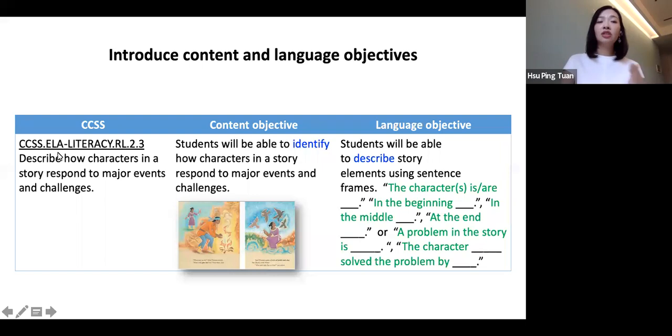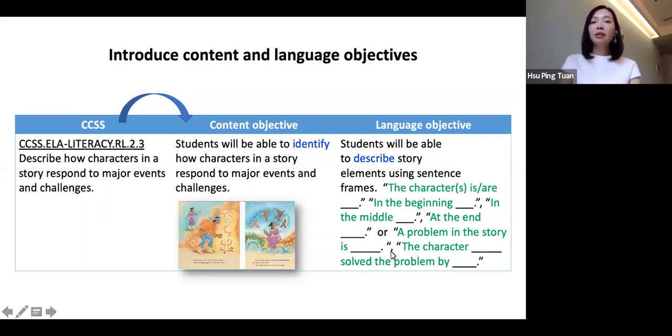For the subject English Language Arts, students need to be able to describe how characters in the story respond to major events and challenges. So I design my content objective based on the Common Core State standard. My objective is students will be able to identify how characters in the story respond to major events and challenges. So basically, my students need to be able to identify who the characters are, what the major events are, and what the problem is, and how the characters solve the problem.